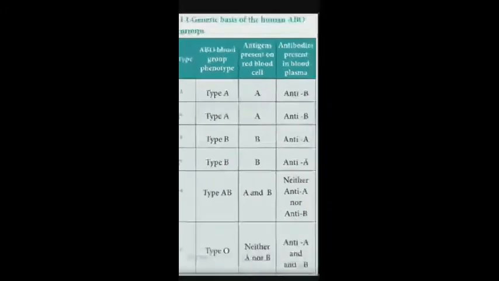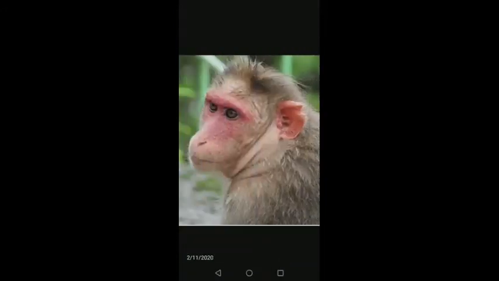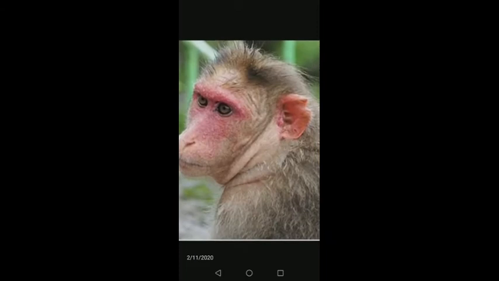Next, I'll show you one animal. Do you know what this is? Yes, as you all know, this is a monkey. This is the rhesus monkey, rhesus macaque, we can say. Why am I showing this animal? What do we learn from this animal? Have you heard of Rh factors?